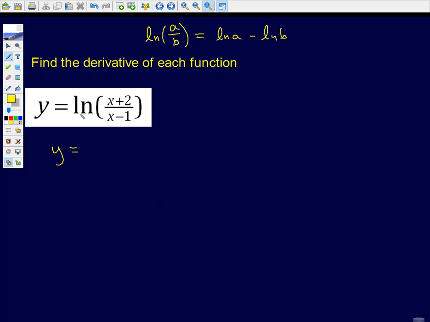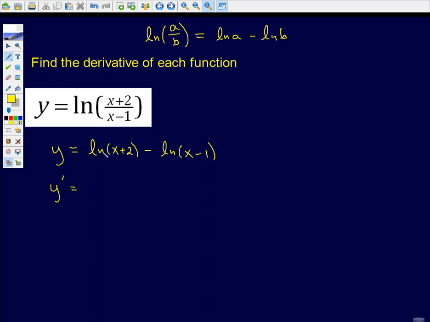I'm going to rewrite my problem: y equals the natural log of x plus 2 minus the natural log of x minus 1. So even though I've got two separate parts now, the derivative of each part is way simpler than trying to work it out from the beginning and leaving it in the form it was in. Because watch this.